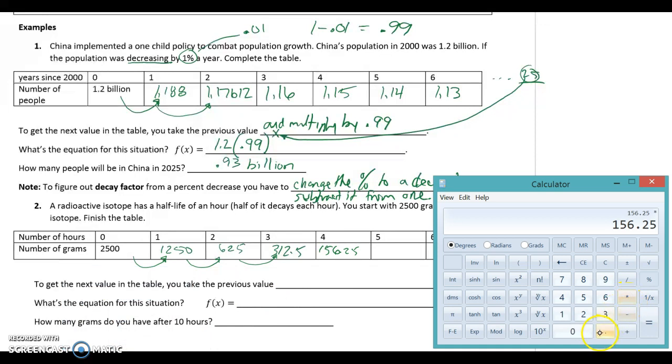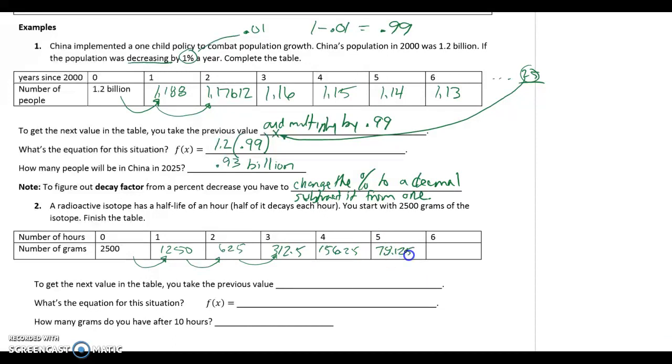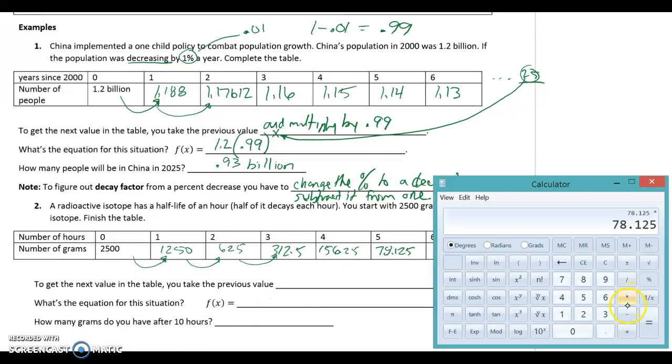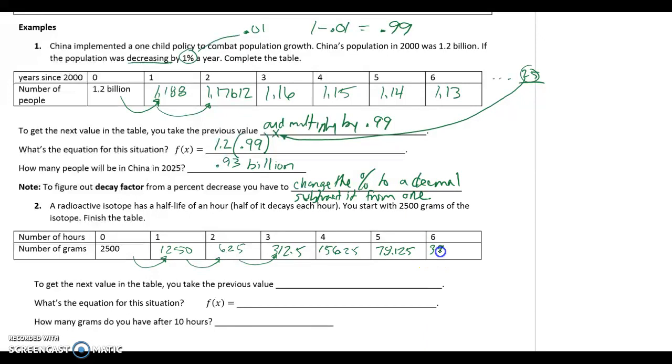Take that times 0.5, 78.125, and again take that times 0.5, 39.0625. So as we talked about, to get the next value on the table, you take the previous value and multiply by half, or you could say 0.5. The equation then would be starting value 2,500 times 0.5 raised to the x power.